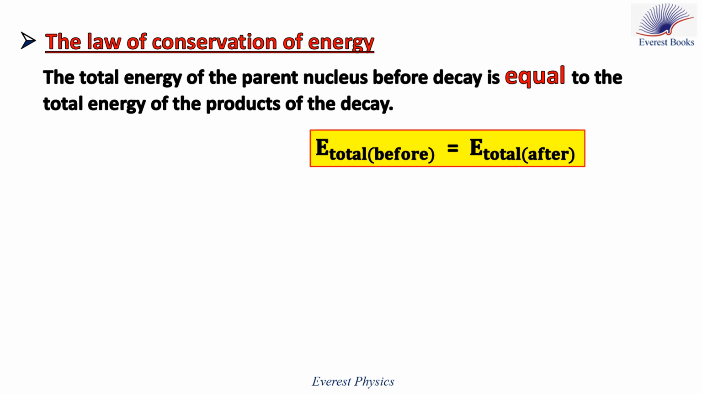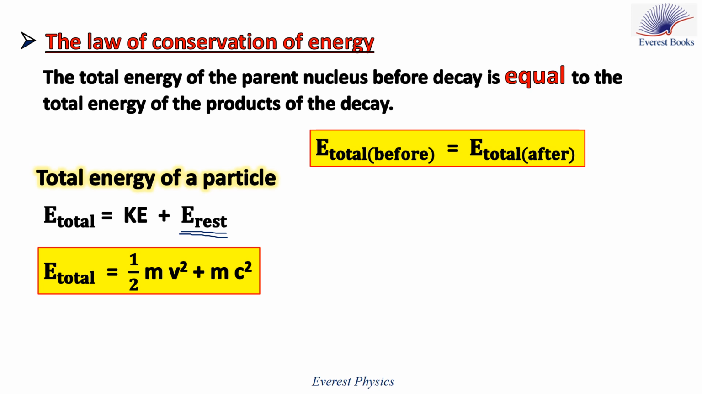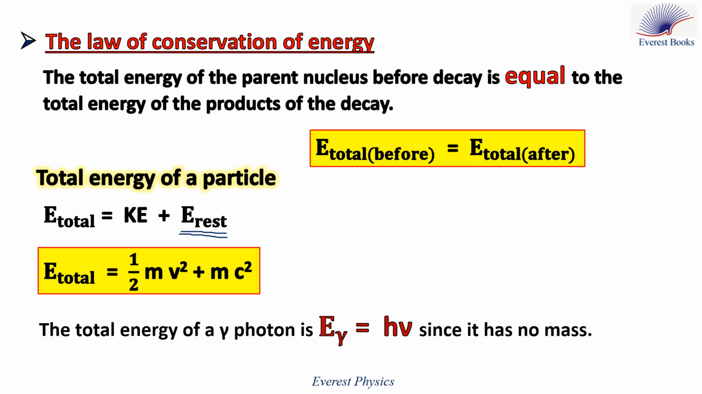If the particle has a non-zero mass, then we will use this formula. The total energy is the sum of its kinetic energy plus its rest energy. The rest energy is the energy of the particle when it is at rest, and this energy is equivalent to the mass of the particle. So, the total energy of the particle is 1/2 mv squared plus mc squared. If we have a massless particle like gamma photons, then the total energy is just h times nu, where h is Planck's constant and nu is the frequency of the photon.